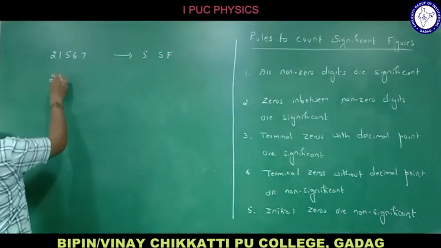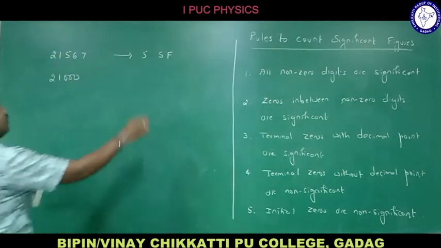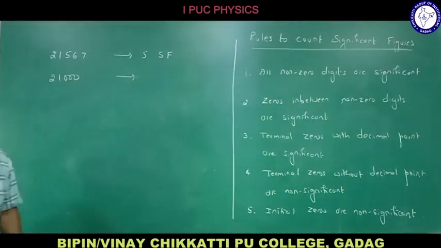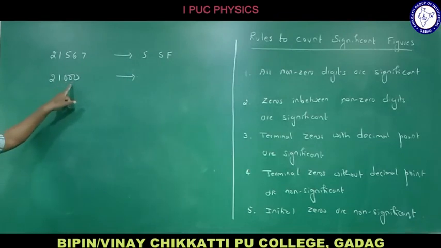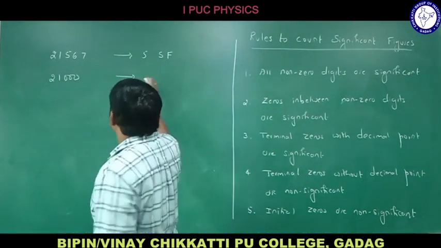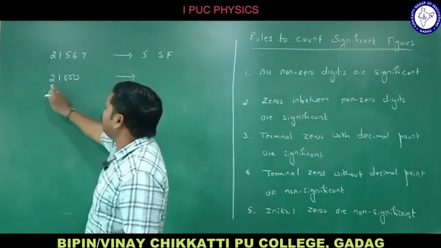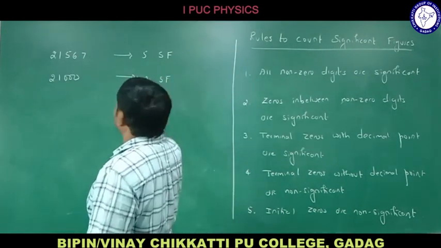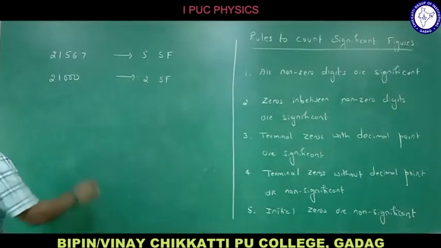If the question is like this, 2,000, 21,000, how many significant figures are there? Terminal zeros, will they be significant? Just check it out. Is there a decimal point? No, there is no decimal point, so these will not become significant. How many significant figures are there? 2 significant figures in here.